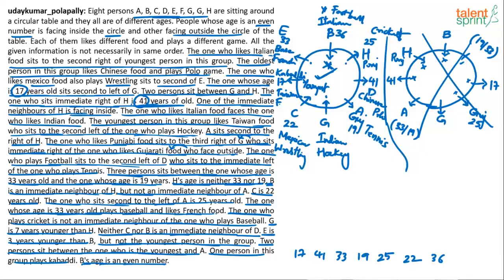But can we find out G's age? Is it possible to find out G's age? G's age is left out. Oh, G is 7 years younger than H. Remember we had used that statement actually. This will give us G's age. G is 7 years younger than H. H is 25, so G should be 18. Done. This completes this complex circular arrangement.